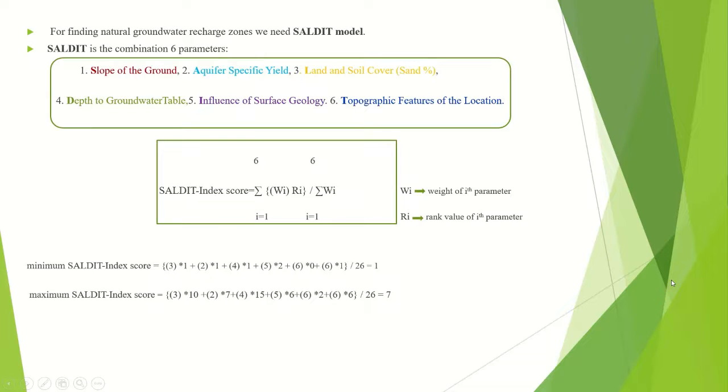And SALDIT index is calculated by using this equation in which Wi is the weight of ith parameter and Ri is the rank value of ith parameter. This equation is used for the identification of maximum and minimum SALDIT index score. I will get the maximum SALDIT index score as 7 and minimum as 1.